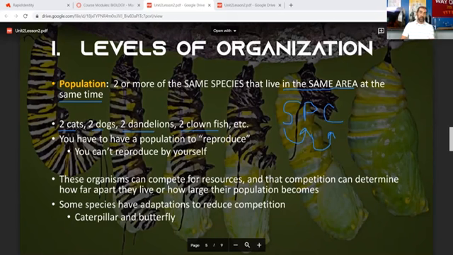Some species have adaptations that help reduce competition, because competition for food is a bad thing. For example, a caterpillar and a butterfly. A caterpillar and a butterfly are the same species. Ironically, they are. They just have different life stages, like a maggot and a fly, right? A maggot is a fly. Whether you know it or not, it's the same species. It's just at different stages in its life.